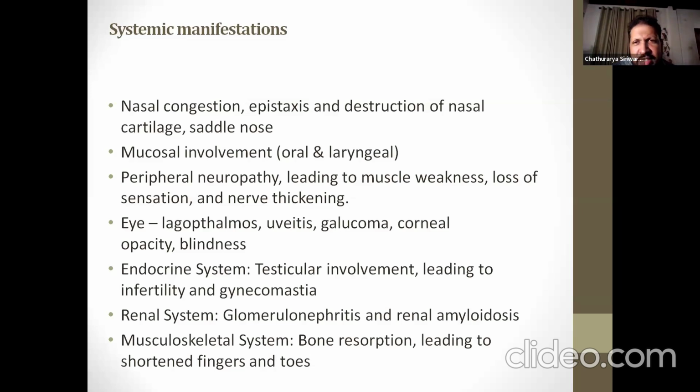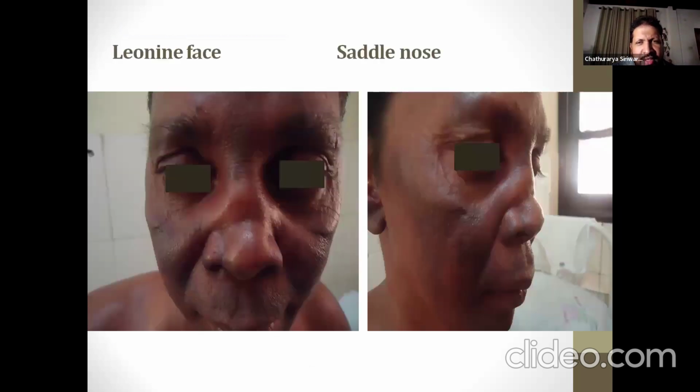So here you see the flattened nasal bridge, a saddle nose. Saddle nose you can see in so many other conditions, congenital syphilis, Wegener's granulomatosis, so many things. This pigmentation you see is the effect of the drugs. We give a drug called clofazimine, which is actually a dye. It gives this typical mahogany brown color. So if you see a person walking on the road with this color, you can be certain he has been treated with clofazimine. It's not a permanent thing.